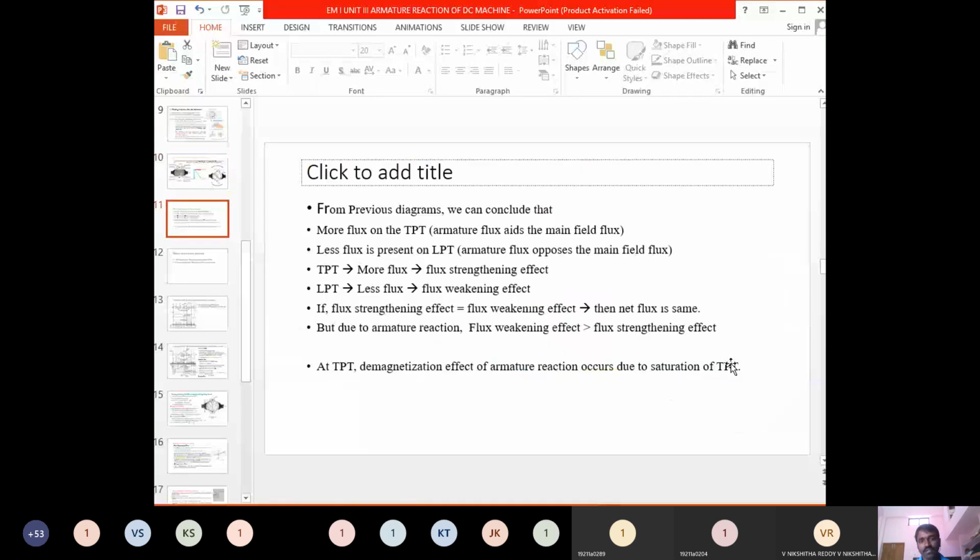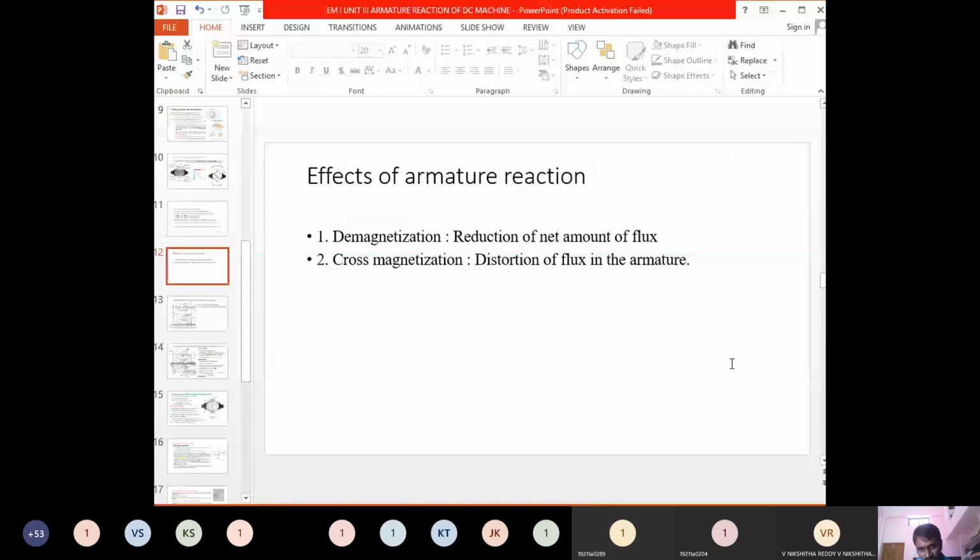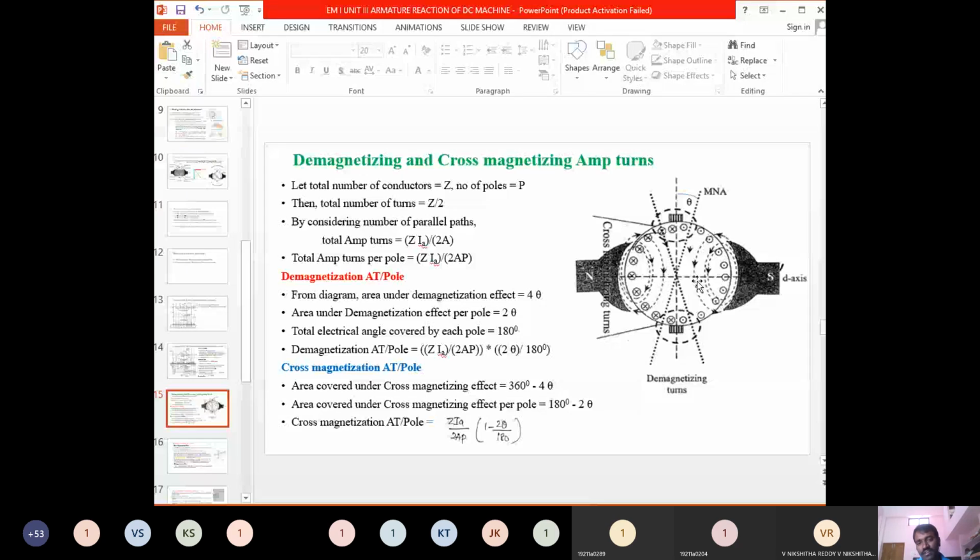Now we can conclude that this portion of the conductors is leading to the effect of cross magnetization, and it is clearly mentioned here also. This portion of the conductors is leading to the cross magnetization effect.